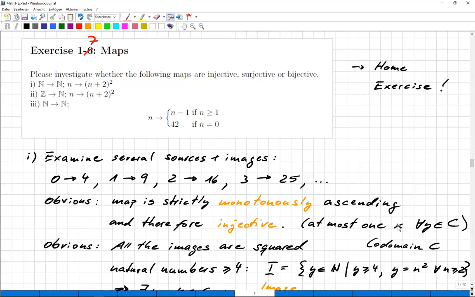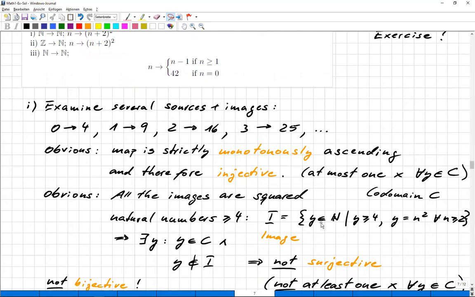Now, on the other hand, it's also obvious that all the images are squared natural numbers greater or equal than 4. So now about the so-called image. The image denotes those values of y which are really reached by using the function. And this notation is not very perfect either. I write it this way: y element of N, then it holds that y is greater or equal than 4, because that's the lowest one we find anyway. Then also y is some squared natural number, okay?